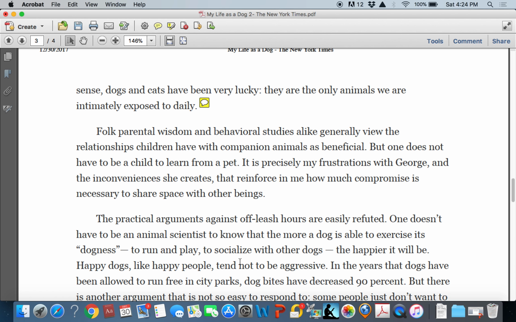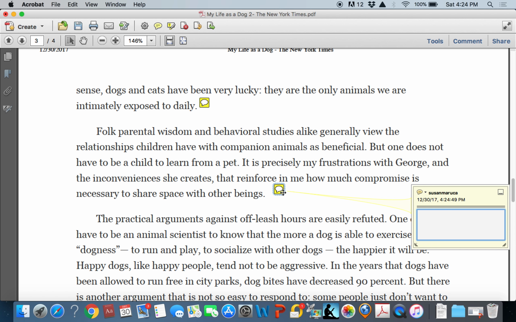Folk parental wisdom and behavioral studies alike generally view the relationships children have with companion animals as beneficial, but one does not have to be a child to learn from a pet. It is precisely my frustrations with George and the inconveniences she creates that reinforce in me how much compromise is necessary to share space with other beings.